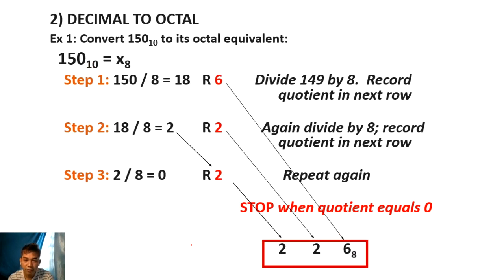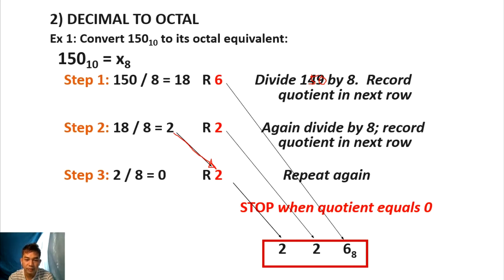Okay, so we have here another example, decimal to octal. So convert 150 base 10 to its octal equivalent. So in this case, divide natin siya by 8. So this would be 150, hindi siya 149. So 150 divided by 8, that is 18, remainder 6. Now, ang quotient natin is 18, divide naman natin siya by 8, that is 2, remainder 2. So since mas maliit na yung numerator, carry over na lang siya yung 2 as our last remainder.